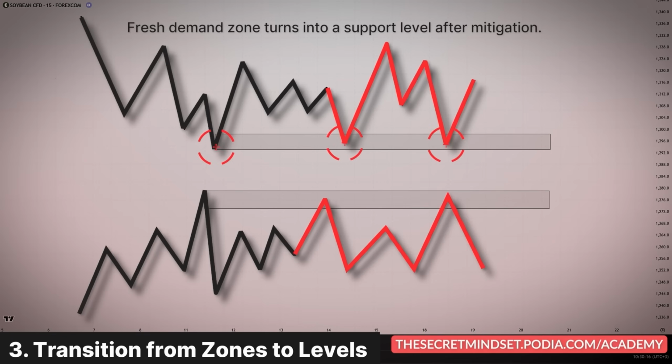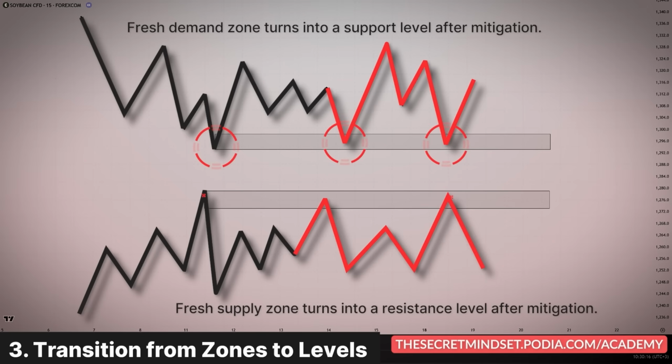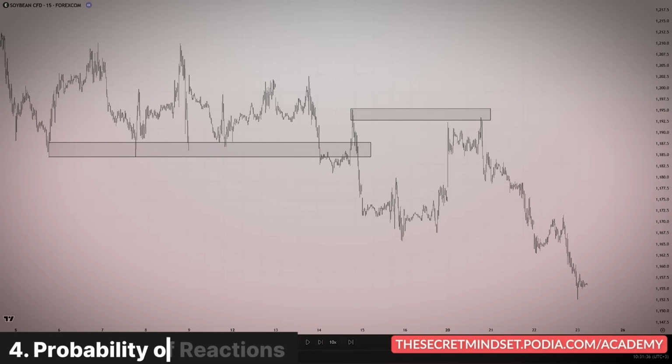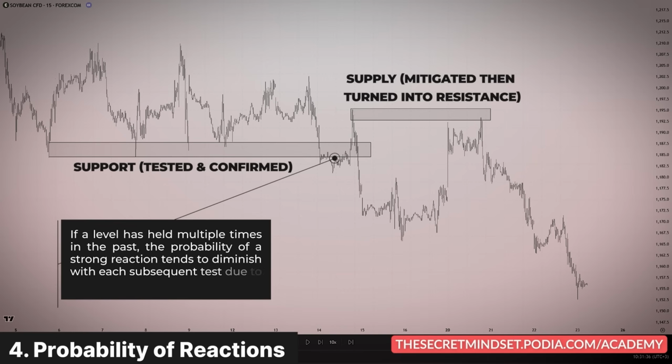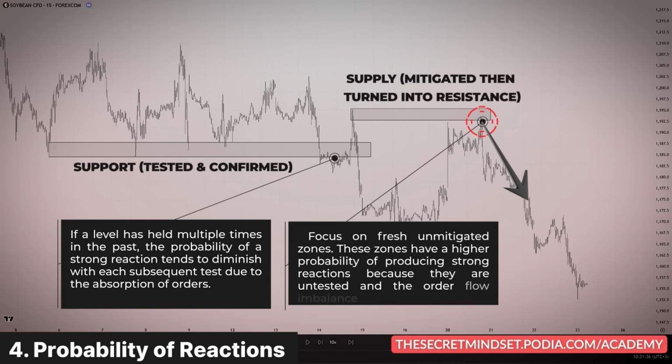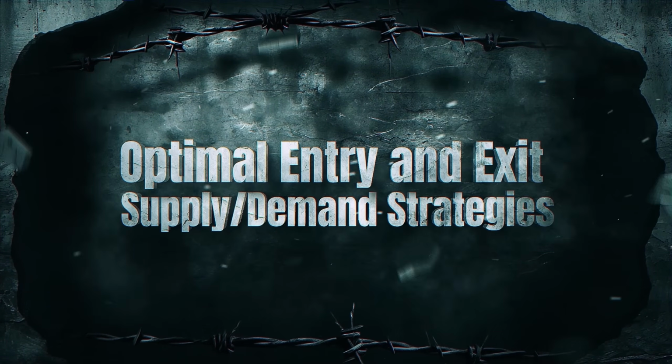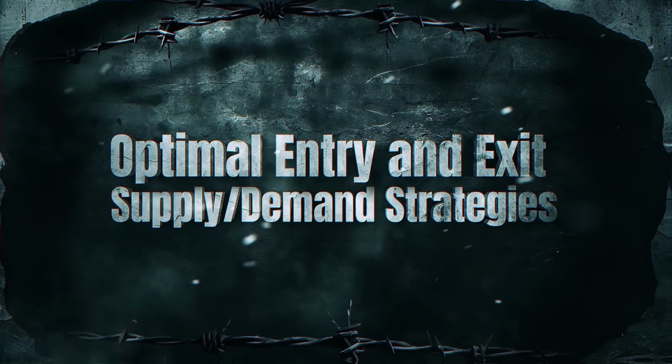Once a fresh demand zone gets tested and holds, it then becomes an established support level. The same goes for supply zones. They become resistance after they've been touched. So while trading support and resistance can certainly be effective, especially if a level has proven itself multiple times in the past, the probability of a reaction tends to diminish with each subsequent test. This is why you should focus on fresh zones, where the initial imbalance between buyers and sellers is likely to be the most significant.